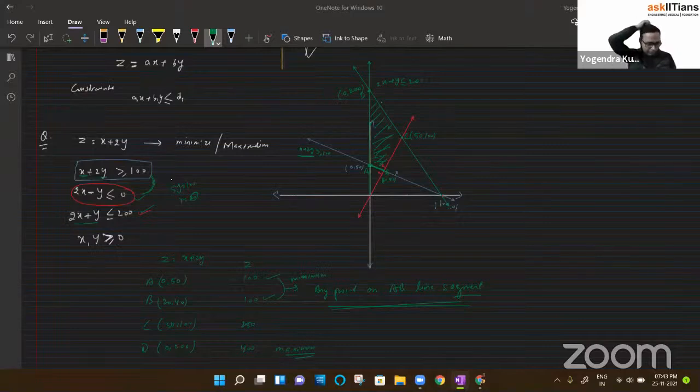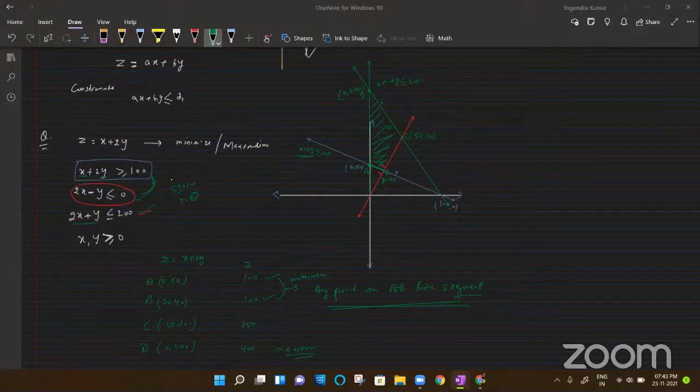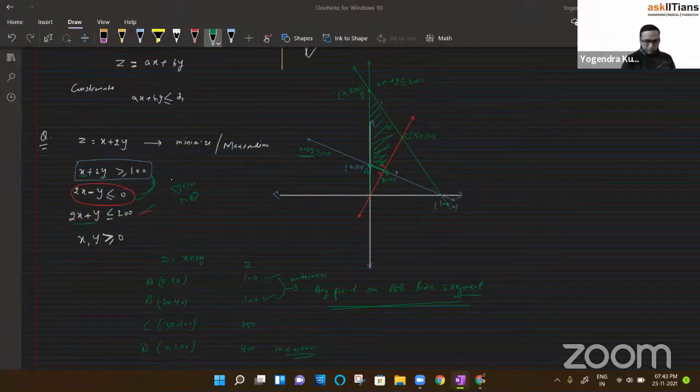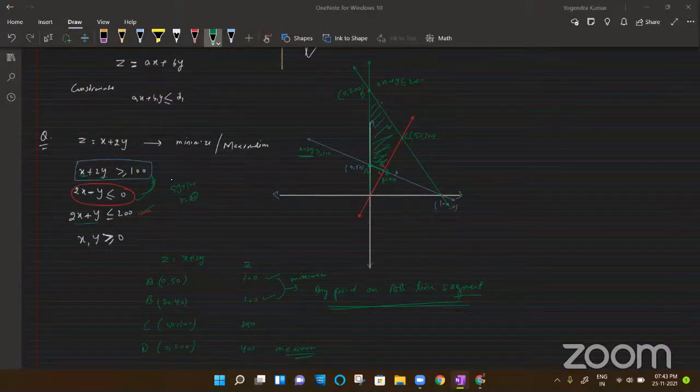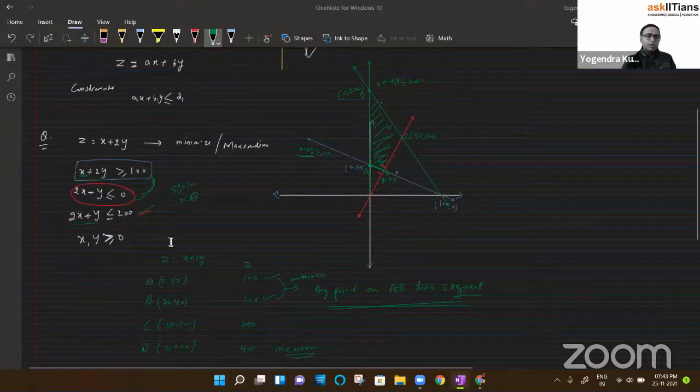Then in an LPP, the inequalities or restrictions on the variables are called constraints. Very easy. If the feasible region in an LPP is unbounded, listen here, you can note down this point. If the feasible region for an LPP is unbounded, then the optimal value of the objective function may or may not exist. Very, very important point. This is the point I was talking about.